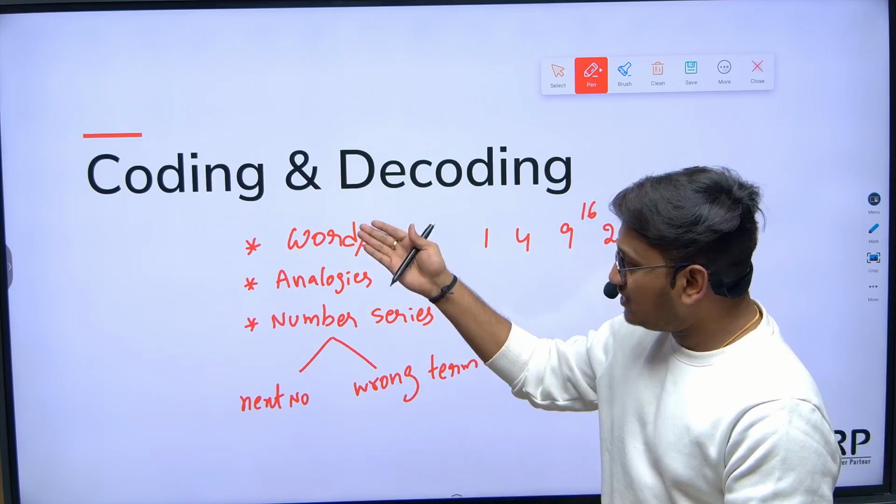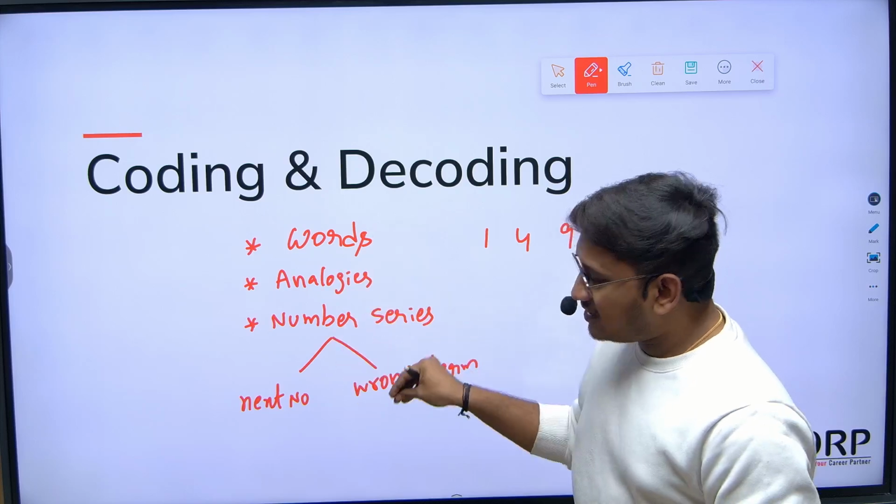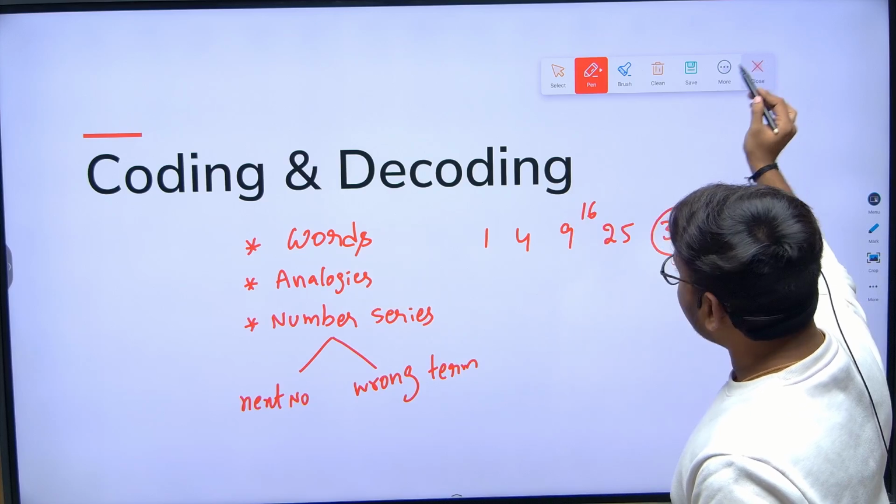So we have all these categories in the concept of coding and decoding. We'll discuss all the categories which I discussed just now. So we'll go with the first one.